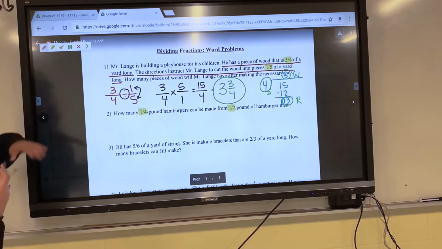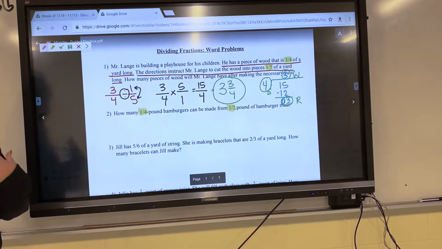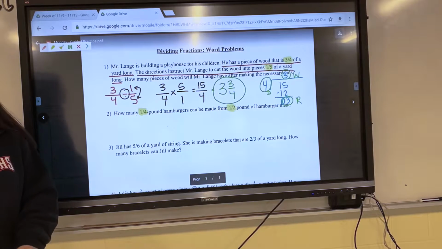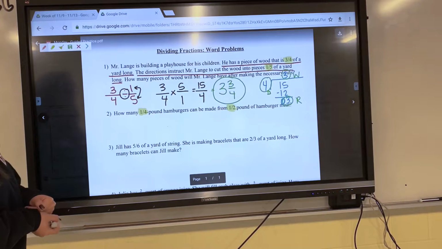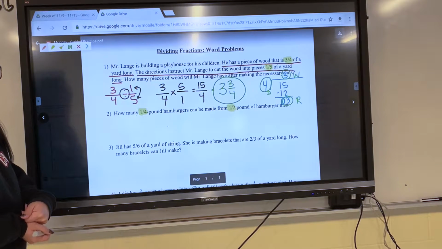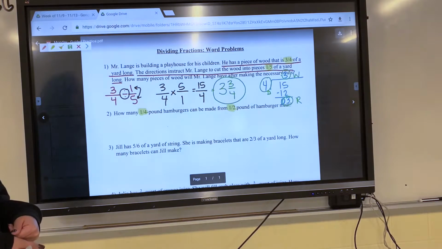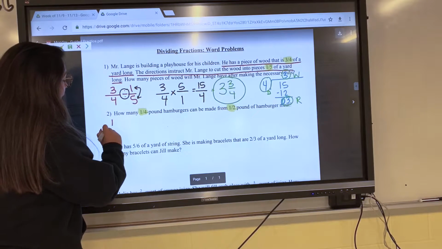So we're obviously dividing, but we need to figure out which number it is that I'm dividing. Am I going to divide 1/4 or am I going to divide 1/2? So we really need to read this word problem and dissect it. Again, it says, how many 1/4 pound hamburgers can be made from 1/2 pound of hamburger meat. So in this problem, the number we're dividing is going to be 1/2.